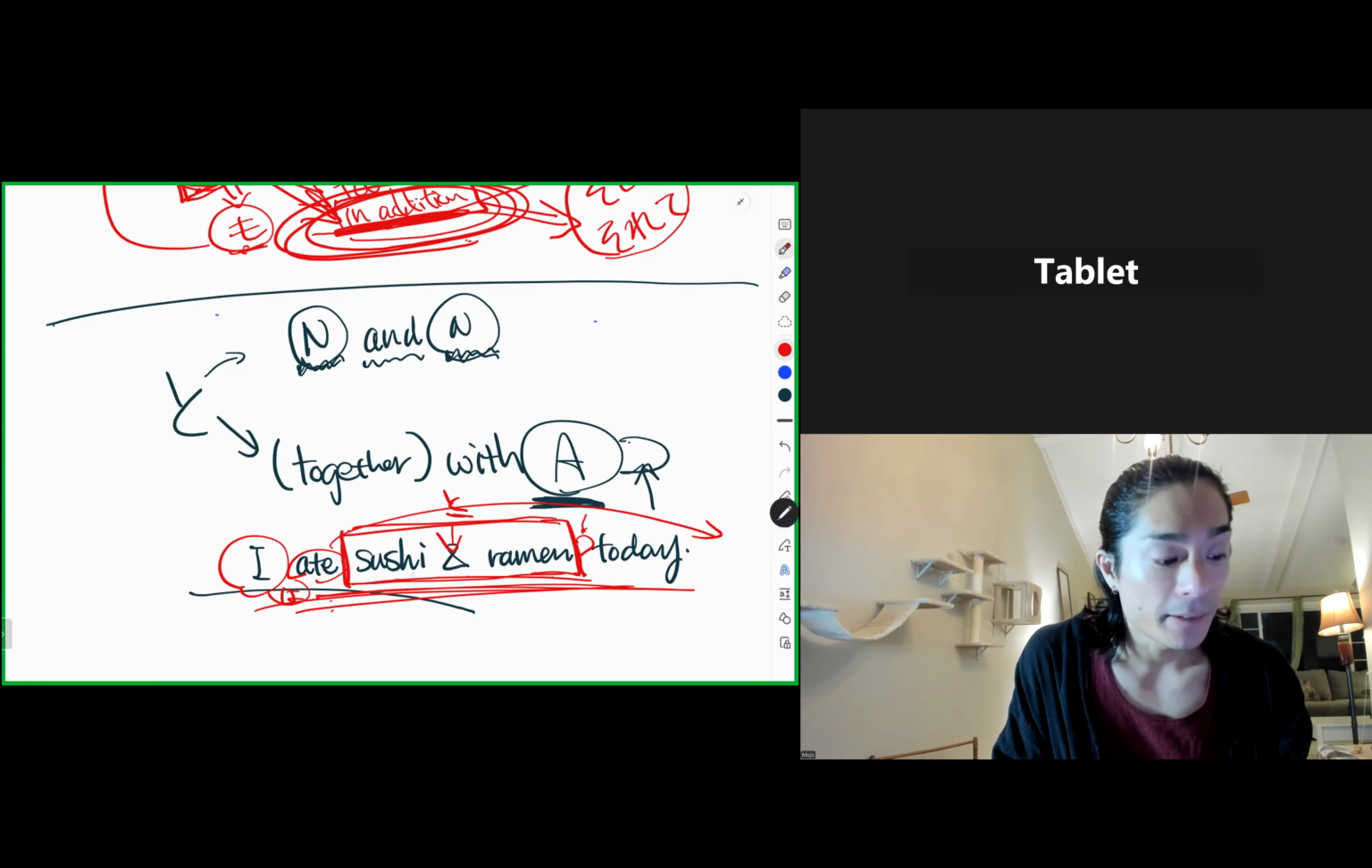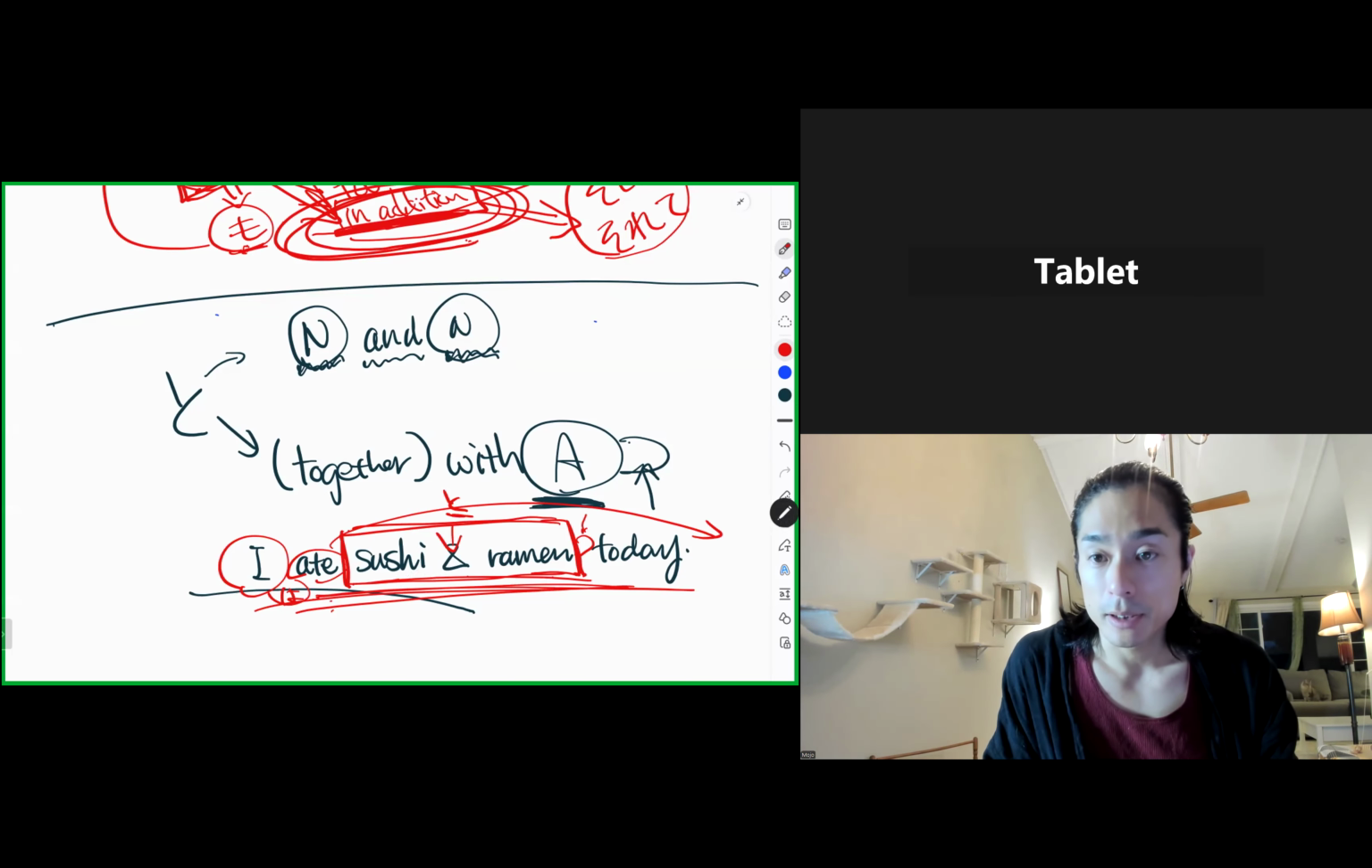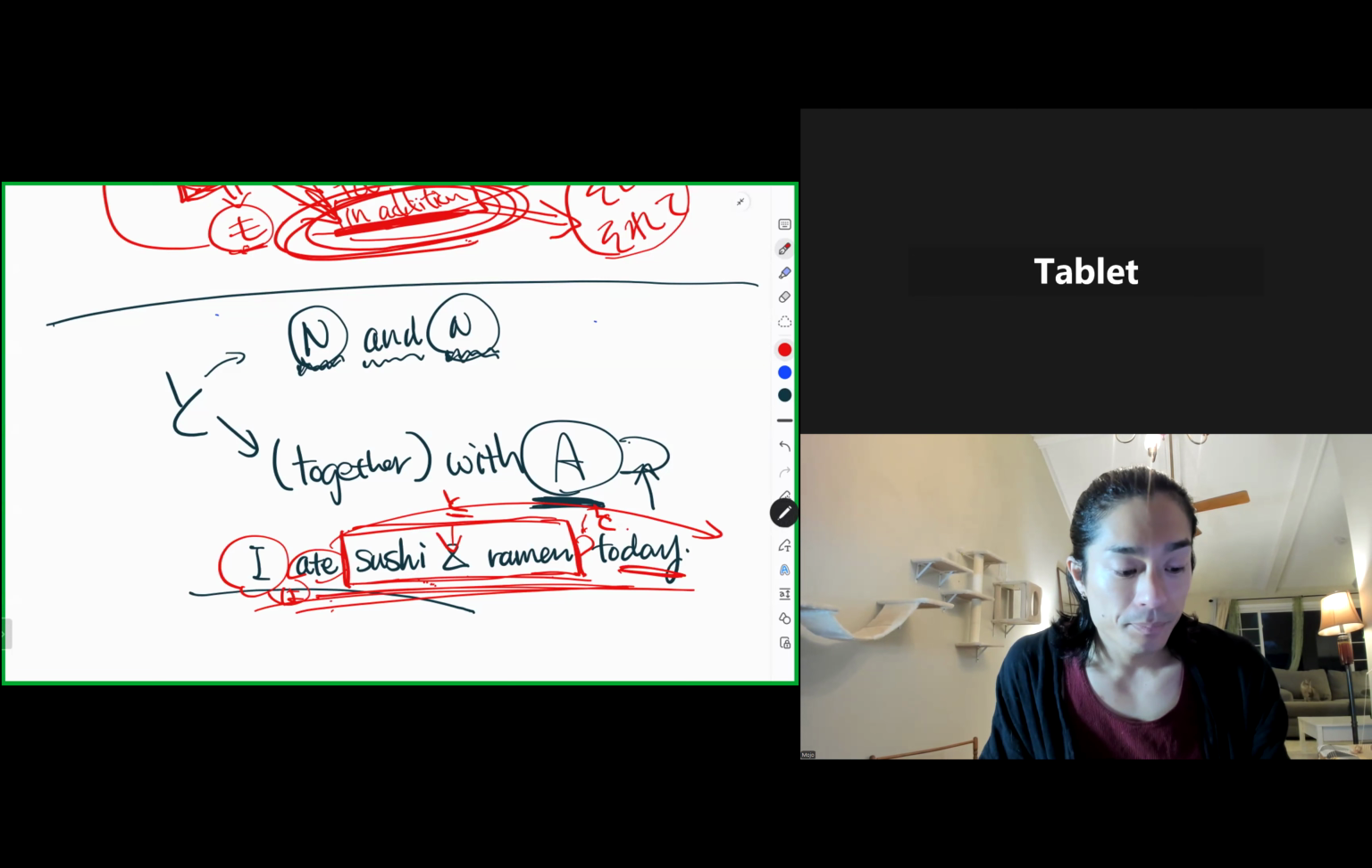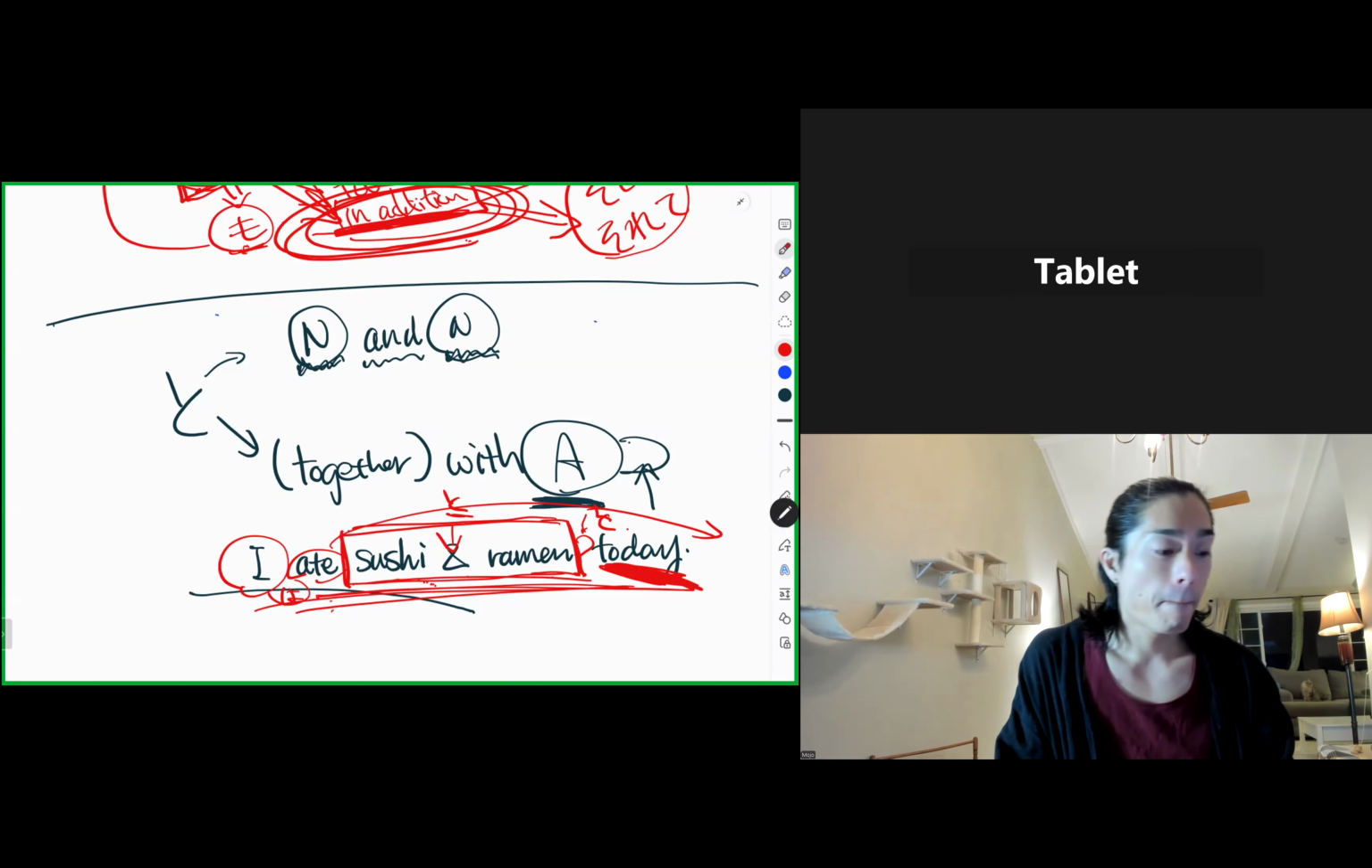Well, I ate them, right? Sushi and ramen are the stuff that I ate. So these are the object of eating. So put o. And then today, kyo. Today is a word that's relative to now, so we don't need to put any particle.